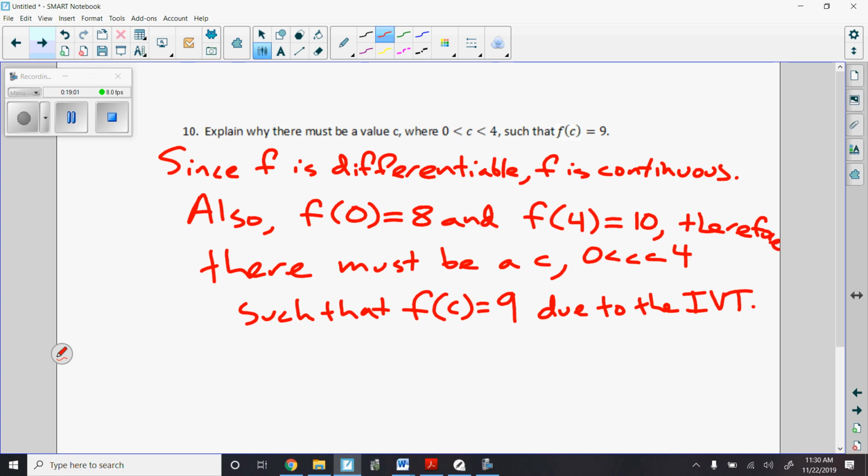so just be careful when you're looking at that, right? Don't start doing the mean value theorem. In fact, if you do, you're not going to get 9 as a solution anyways, right? That's an intermediate value theorem question. All right, next problem.